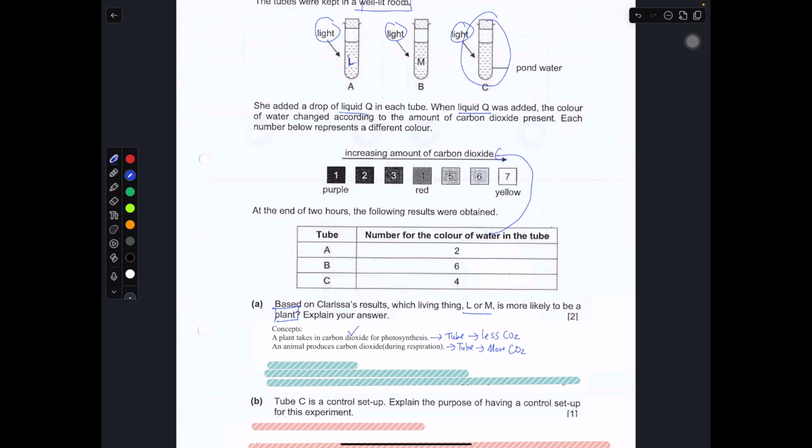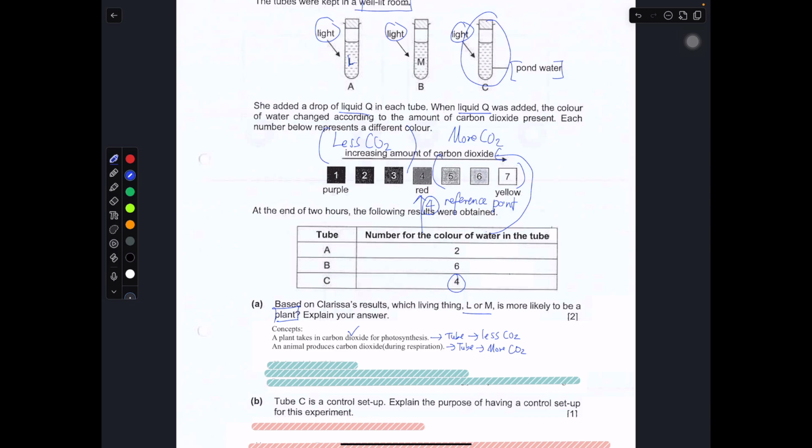Okay, tube C sits very nicely over here. It actually acts as a reference point for you to know whether there is more or less carbon dioxide, because tube C has no living thing, so the amount of carbon dioxide remains constant, and that amount is what is found in the pond water. So anything after 2 hours that is 5, 6, 7 shows that there is more carbon dioxide. Anything that is 1, 2, 3 shows that it has less carbon dioxide.